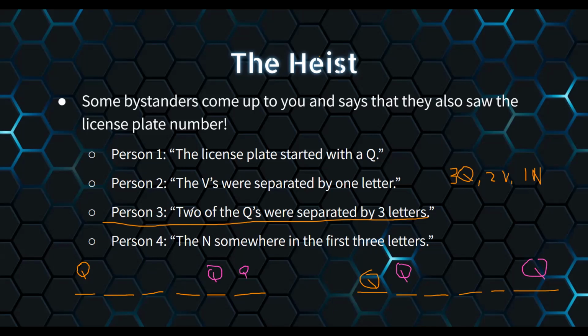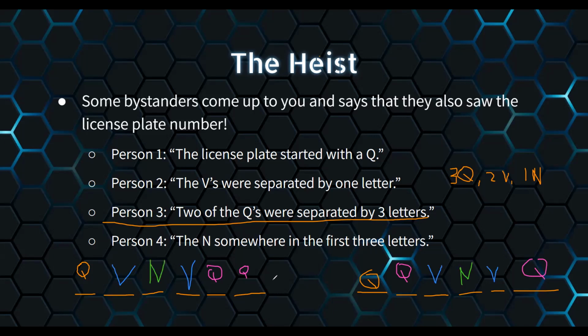Okay, well, let's try the second option first. So the 2 V's were separated by 1 letter. Oh, I was going to change color, so whoops. Okay, so then this is the only spot. Here, this is the only spot. And then the N goes in the blank space.